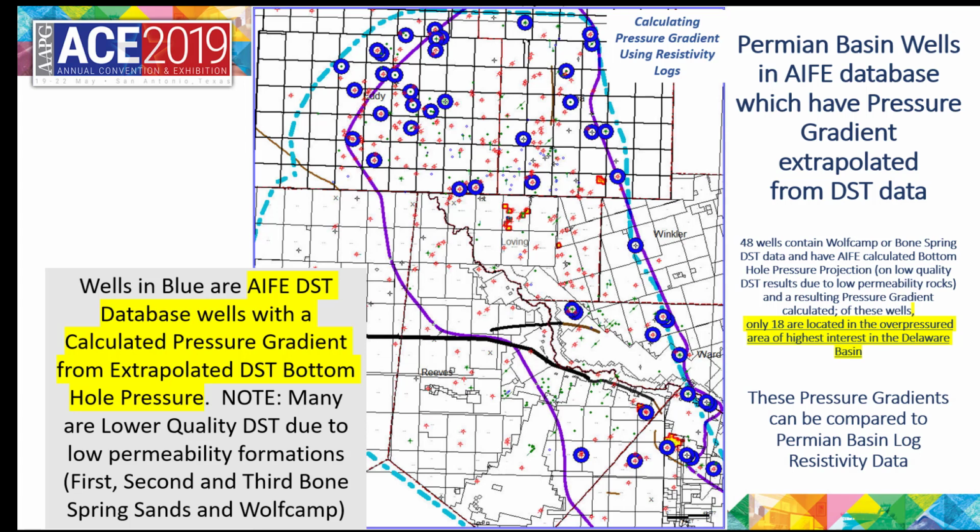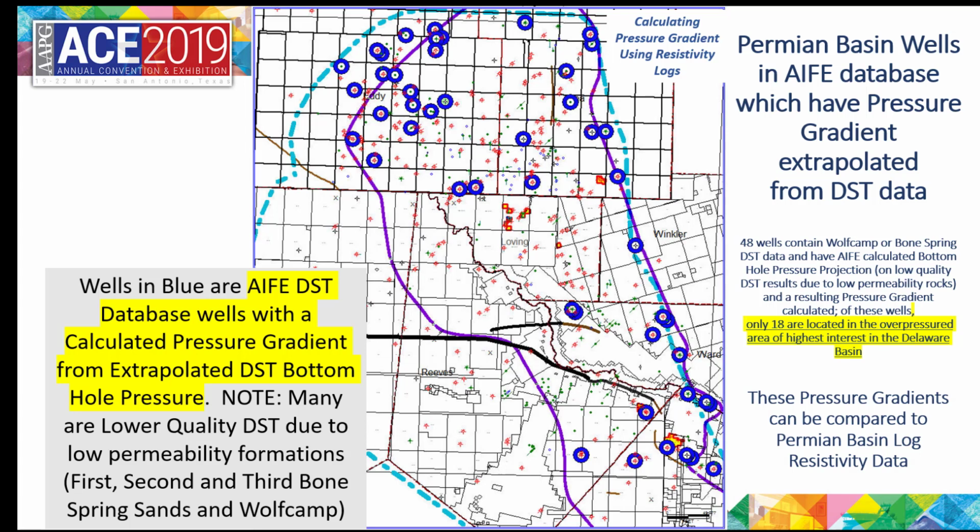Low permeability formations in the first, second, and third Bone Spring sands and the Wolfcamp. The first, second, and third Bone Spring carbonates, they're all tight. The shales are all tight. So what's the quality of those bottom hole pressure measurements in the Wolfcamp?